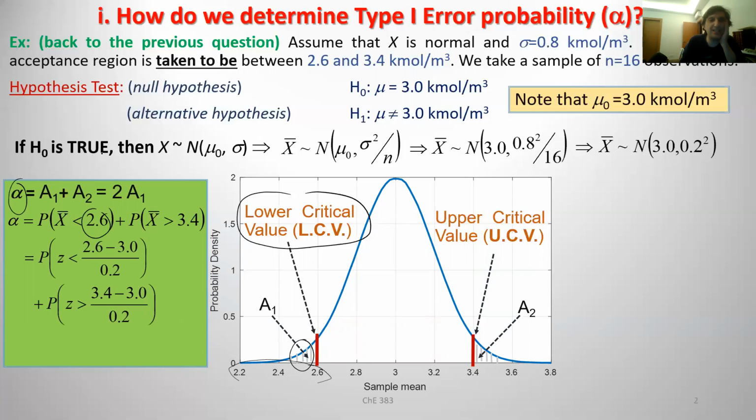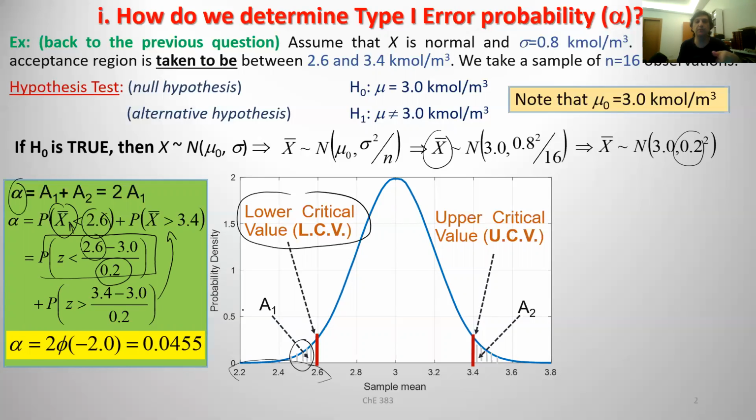Since we know the distribution of x bar here, we standardize this value: 2.6 minus 3.0 over 0.2. We use the distribution values to determine the probability for this term and for this term. Since this is a symmetric distribution, both probabilities are identical. Therefore, we simply write, since this result is going to be equal to minus 2.0, we just find this probability and multiply by 2. So it is the cumulative distribution function at minus 2, times 2, and this result is going to be 0.0455. And this is going to be our type 1 error probability.